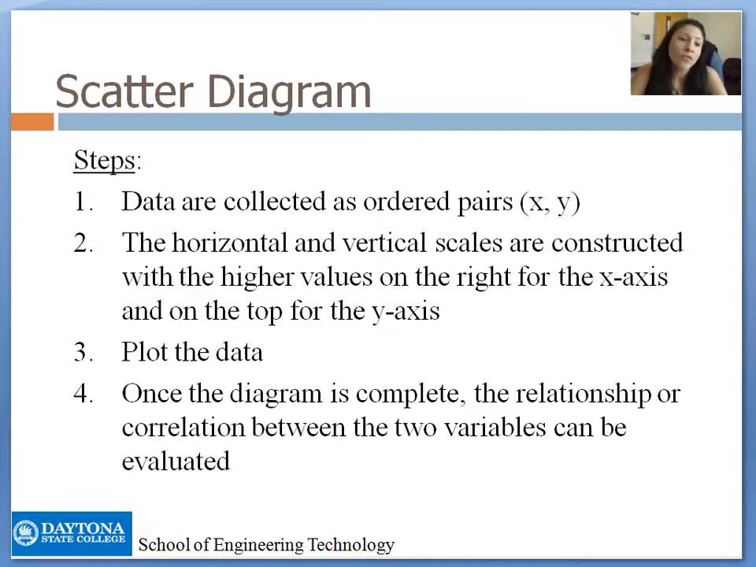How do we build it? We first have to collect the data. And the way that we collect the data has to be in pairs, so you have to have an XY set of data. Then you have to build the horizontal and the vertical scales. Then you plot the data. And once the diagram is complete, the relationship or correlation between the 2 variables can be evaluated. And that relationship will tell you if they have a strong relationship, a weak relationship, or no relationship.